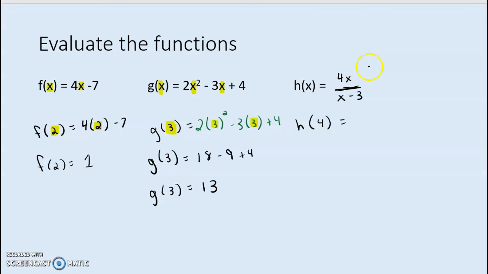The last one over here, h of x equals 4x all over x minus 3. So if I want to find h of 4, that would be 4 times 4 over 4 minus 3. So once again, everywhere I have an x, I'm replacing it with my input here of 4. So I can plug anything in I want, but this tells me what I'm supposed to plug in. So h of 4 equals 16 over 1, which is just 16.